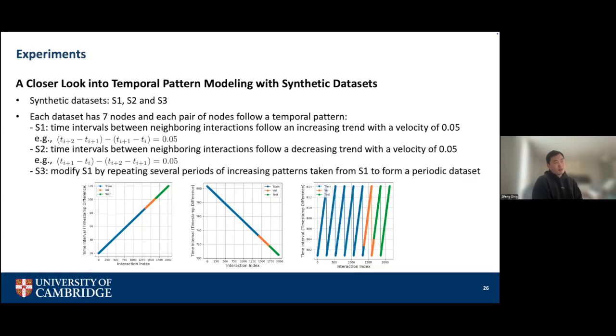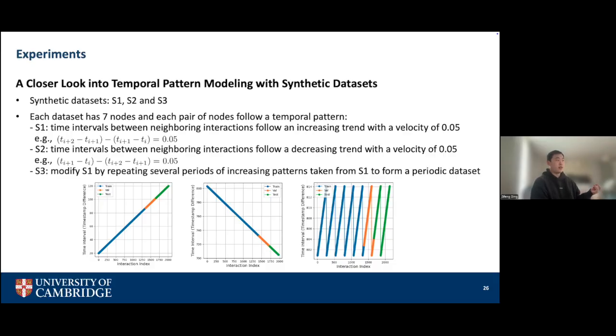To further demonstrate the usage of temporal patterns, we try to construct three types of synthetic datasets, and we try to take a closer look into our temporal pattern modeling unit. So these three synthetic datasets are S1, S2, and S3, and each dataset has only 7 nodes, and each pair of nodes follow a temporal pattern.